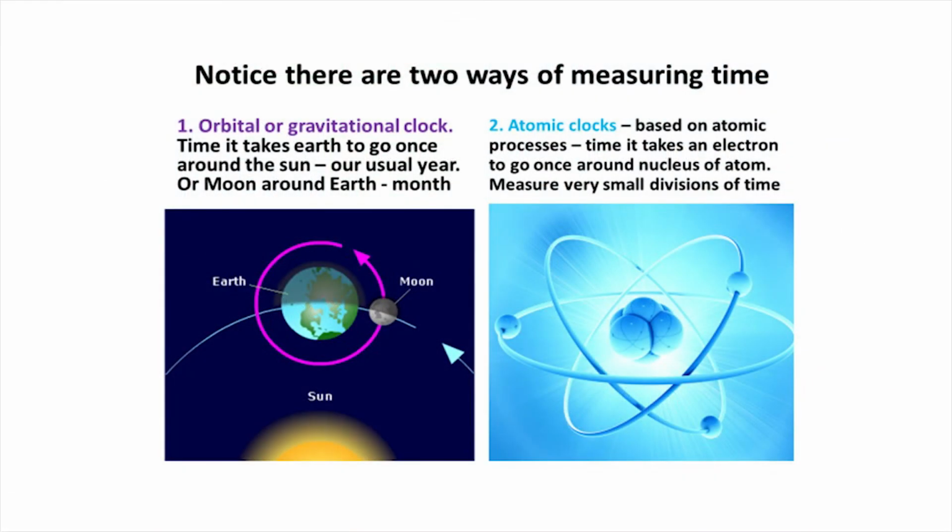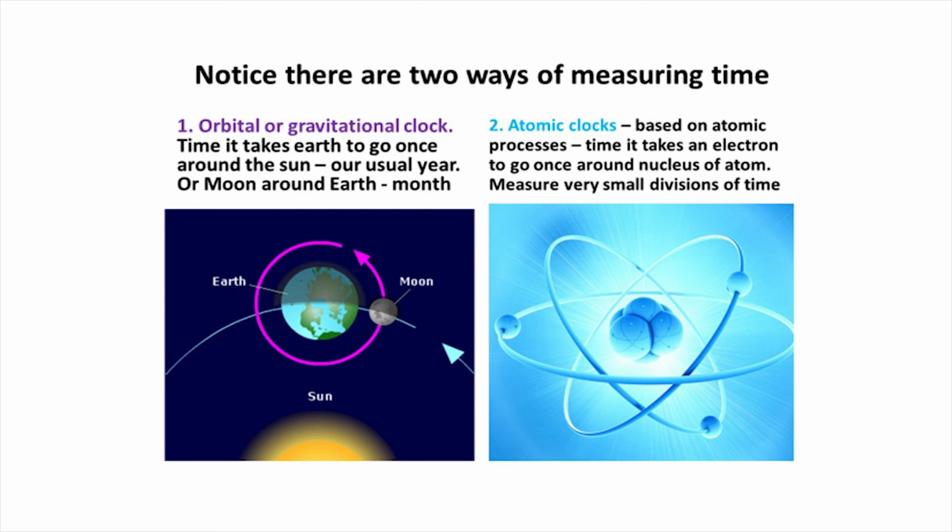The second line of evidence involves the fact that there are two ways of keeping time. One we are familiar with in our daily lives is orbital time, how long it takes for the Earth to go around the Sun or the Moon to go around the Earth. This form of timekeeping depends on gravity. The second way of keeping time is through the measurement of atomic processes or atomic frequencies, such as the time it takes an electron to go once around its nucleus.